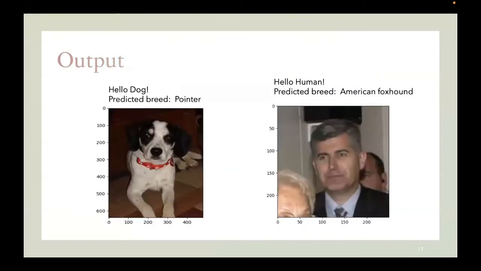The first image here is a dog image, which was given as an input, which pops up as an output with a message saying, hello dog, predicted breed is pointer. The second image on the right shows that it's a human face in the image. Hence, the output that we get at this point is, hello human, predicted breed is American Foxhound.